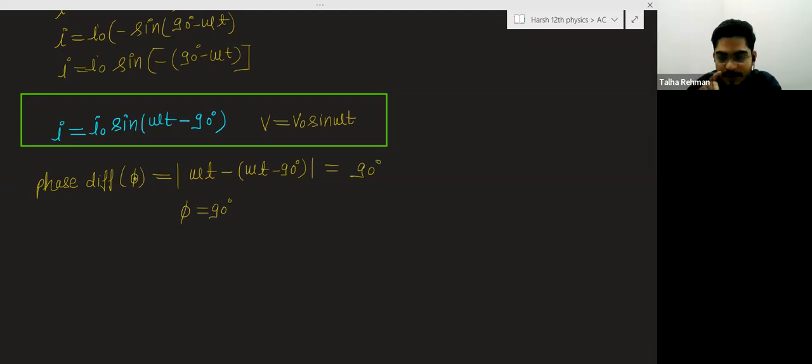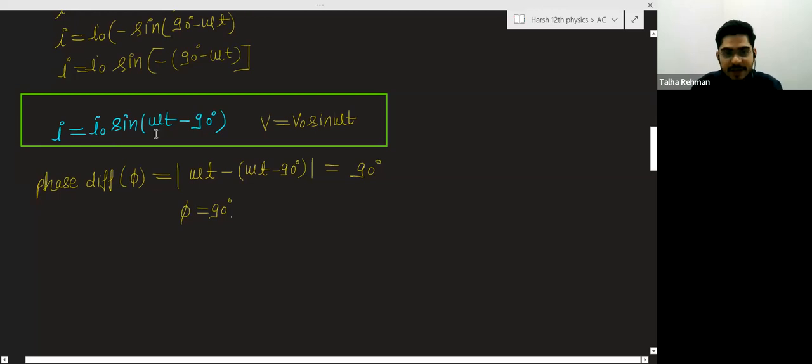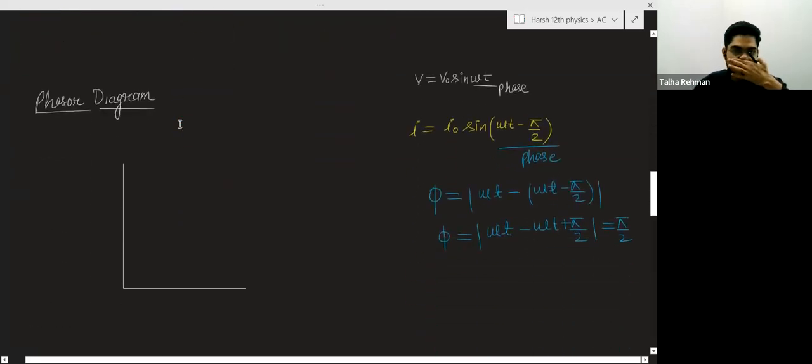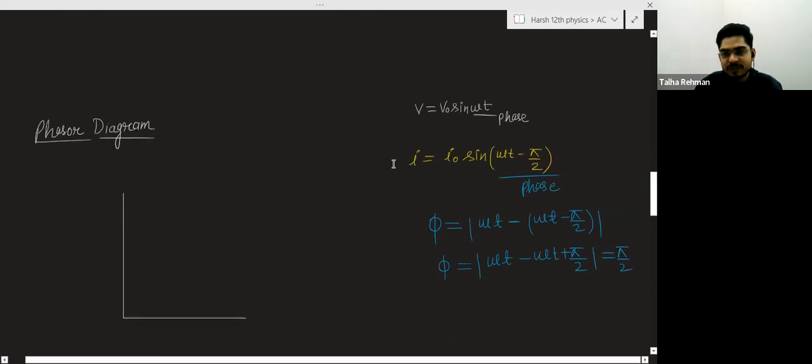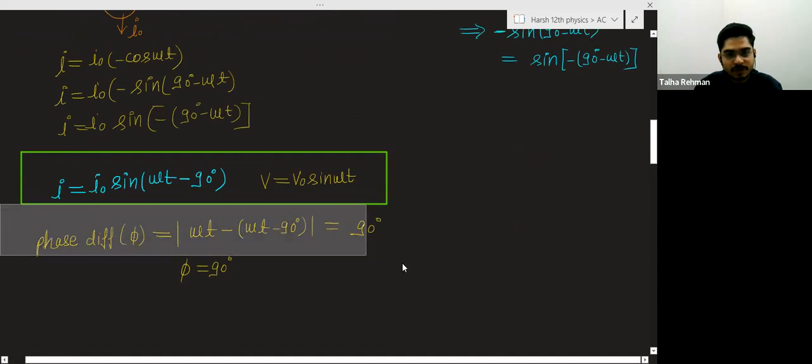So now we cannot say current and voltage are in the same phase. Current and voltage are at a phase difference of 90 degree. But you can say voltage is leading the current by 90 degree, or you can say current is lagging by 90 degree. Now we will draw the phasor diagram. So here also I have calculated the phase difference.